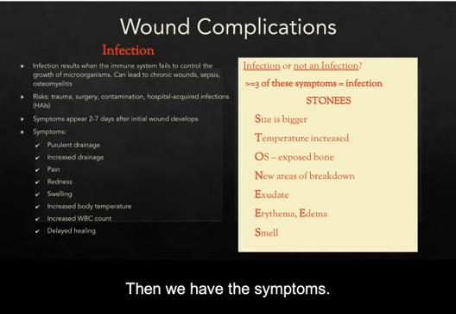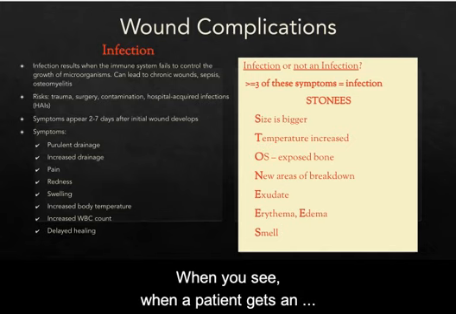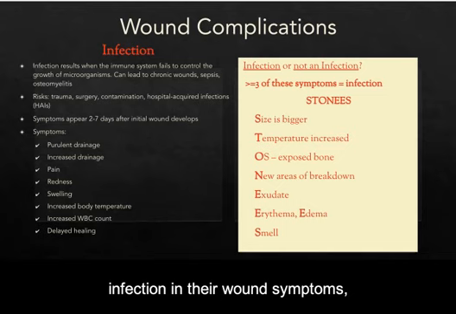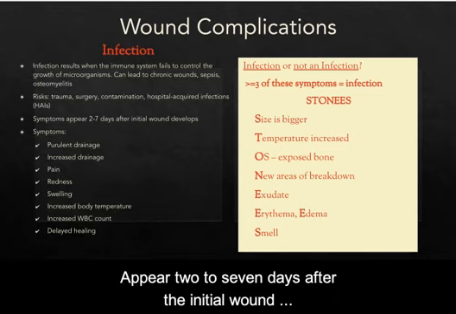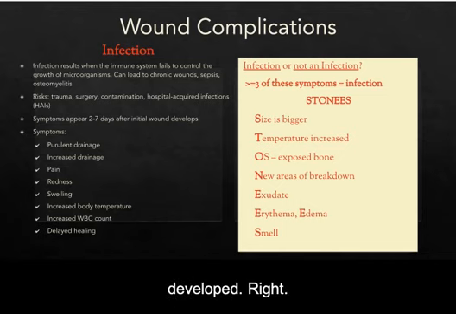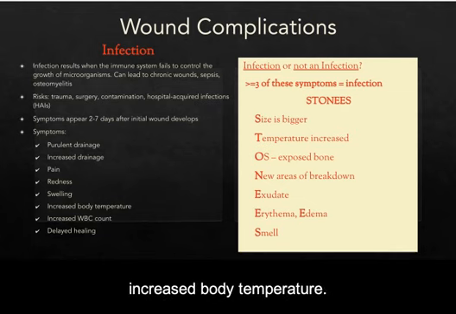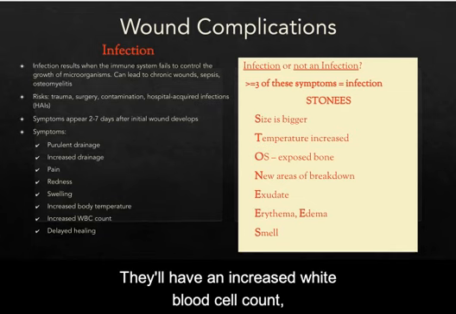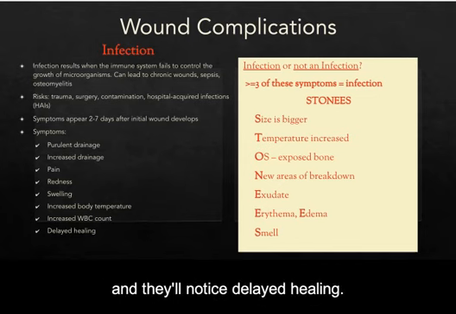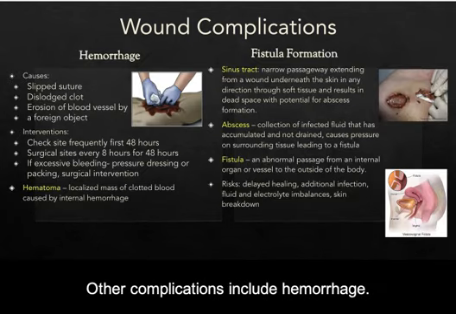Then we have the symptoms. When a patient gets an infection in their wound, symptoms appear 2 to 7 days after the initial wound develops, right? Symptoms include purulent drainage, increased drainage, pain, redness, swelling, increased body temperature. They'll have an increased white blood cell count, and they'll notice delayed healing. So all of these are signs of an infection to the wound. Other complications include hemorrhage.